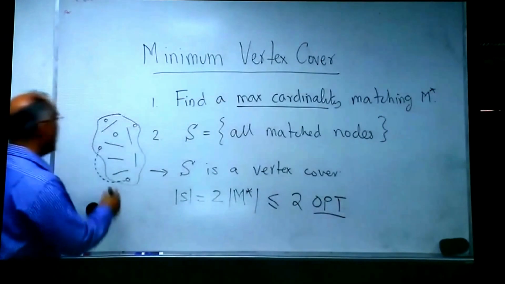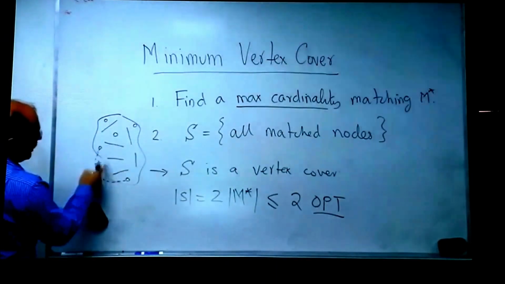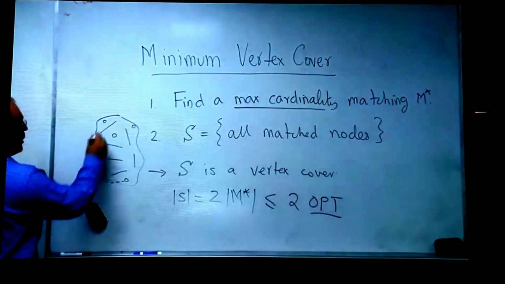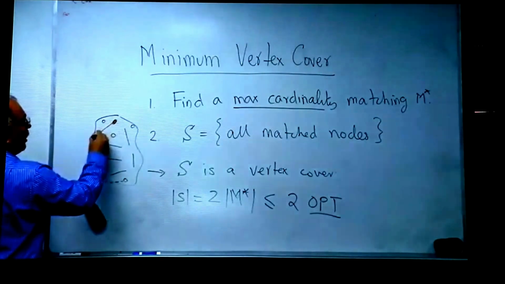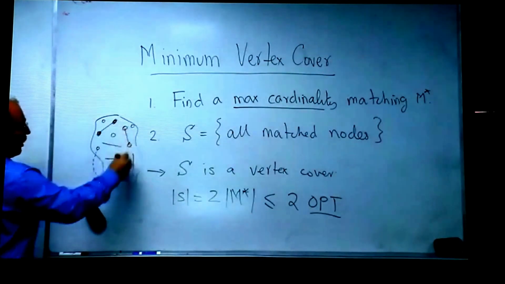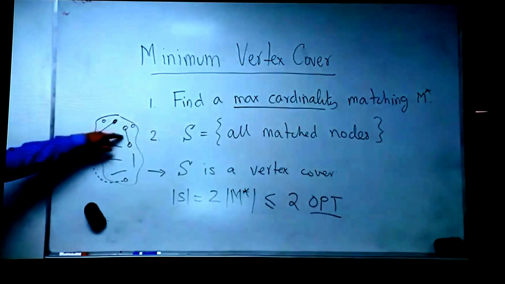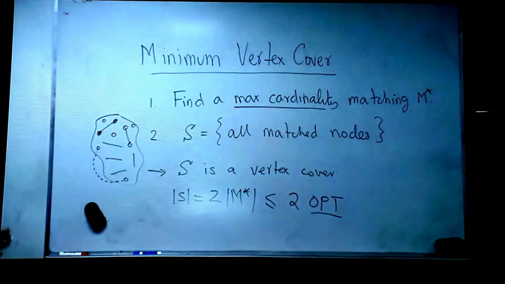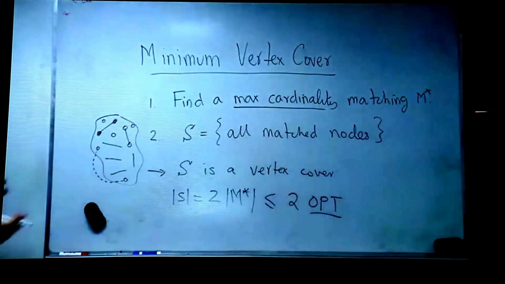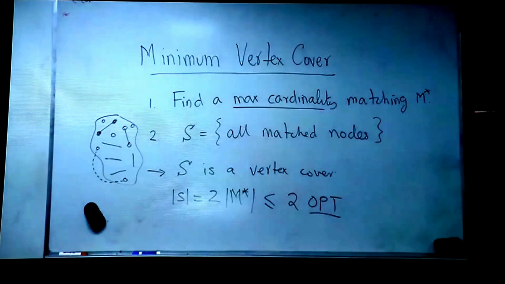Why? Think about this matching. In this graph, I showed you that this matching had 6 edges in it. So there was a matching edge 1, edge 2, and so on, 1, 2, 3, 4, 5, 6. Now imagine the optimum solution. We don't know what it is, but it's some optimum subset of vertices.